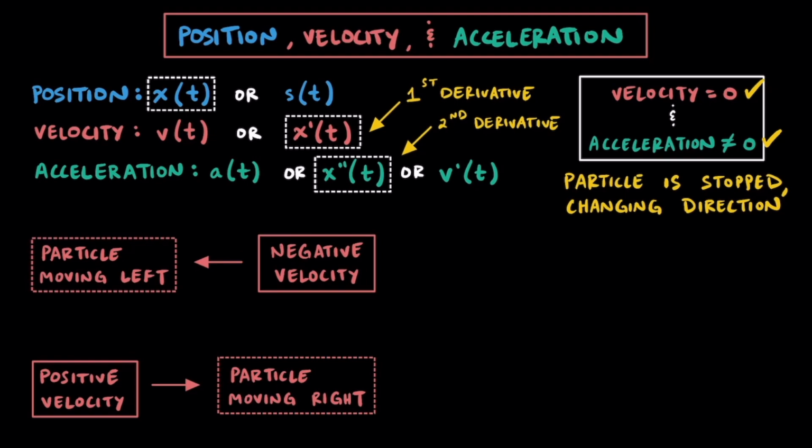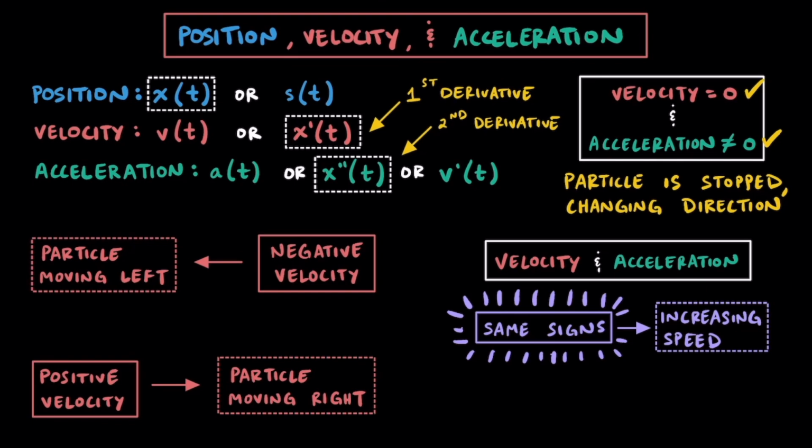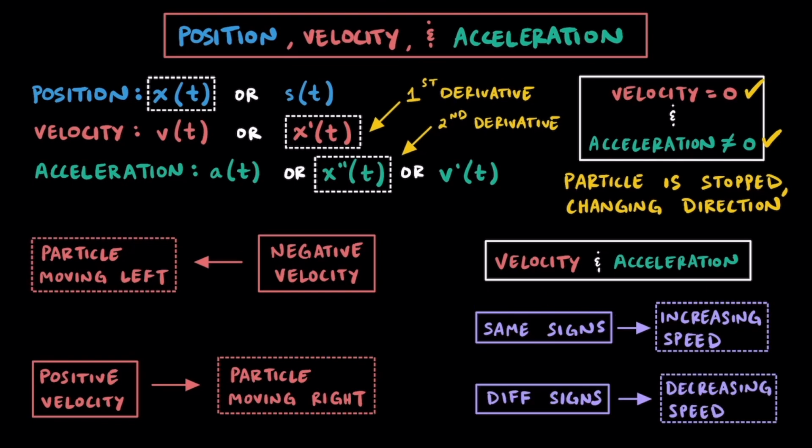Now, something really important to also know about the relationship between velocity and acceleration is that when they have the same signs, like they're both positive or they're both negative, then it means that the particle is increasing in speed. However, if they're different signs, like one is positive and one is negative, then the particle is decreasing in speed. And one more piece of information that may be helpful to know is that whenever you take the absolute value of the velocity, you find out the speed of the particle.